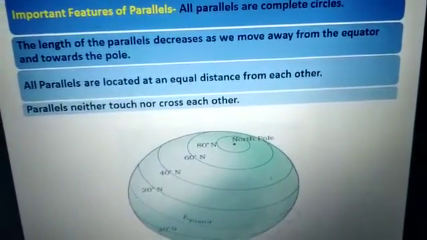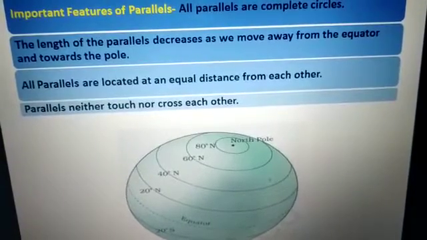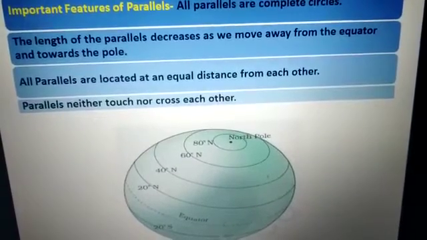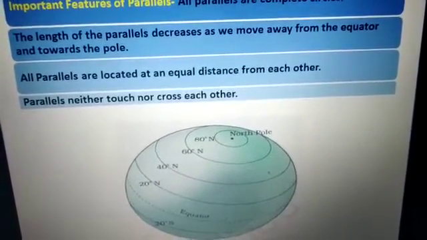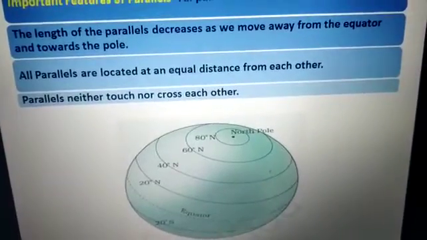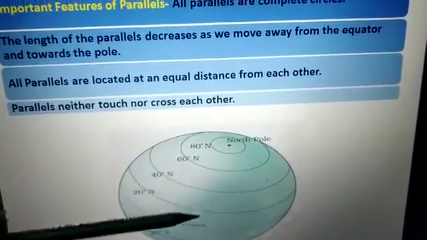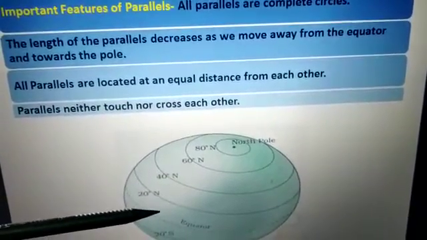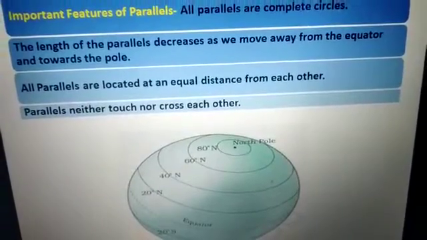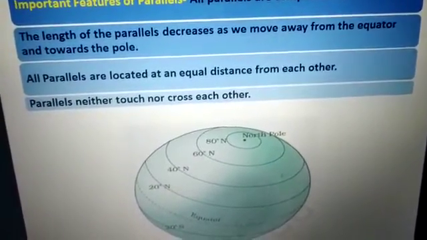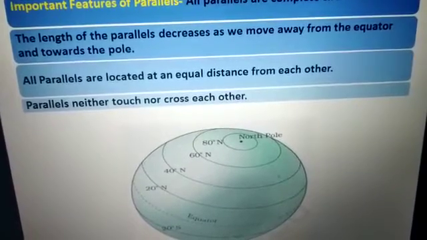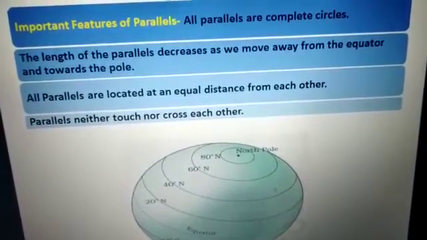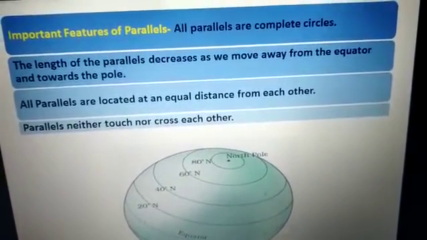Then some important features of parallels. All parallels are complete circles. The length of the parallels decreases as we move away from the equator towards the pole. You can easily see in the picture that these circles are smaller than the equator. So as we move towards the pole, the length of the parallels decreases. All parallels are located at an equal distance from each other. Parallels neither touch nor cross each other.